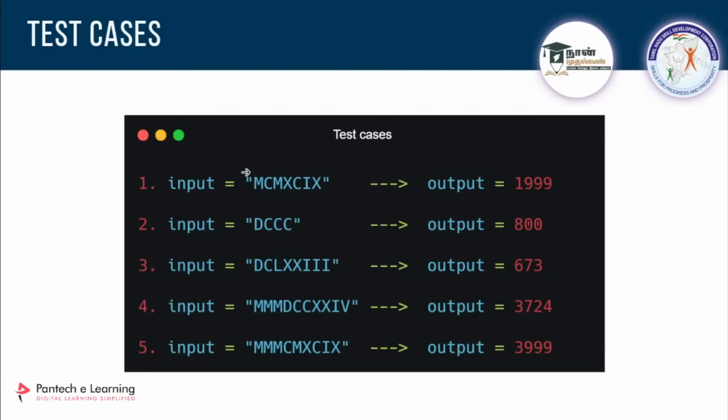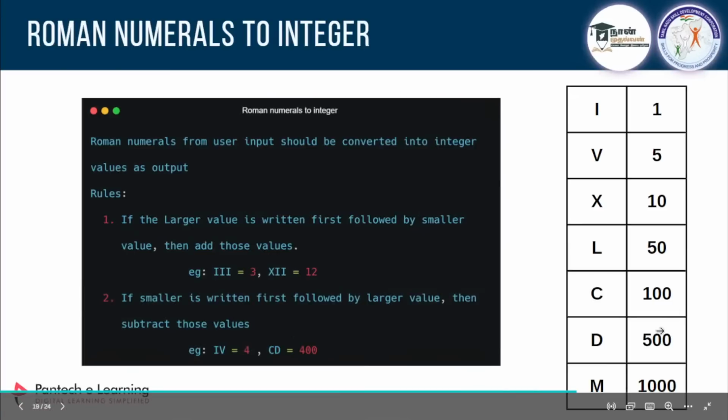Regarding this one, we are having MCMX, right? So I'll tell you what it is and how to convert it. So the first one will be MC. So M is 1000, C is 100. Largest value, then followed by smallest value. So you can add that, okay?